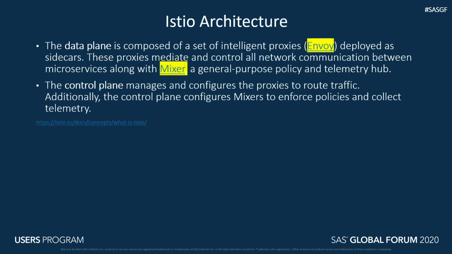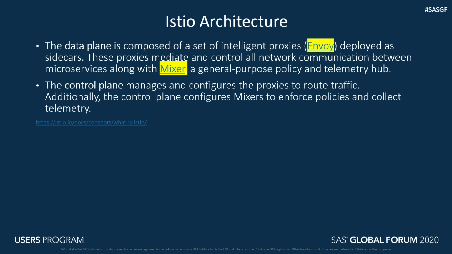The data plane in Istio architecture, we talk about some terminology here. Data plane is composed of a set of intelligent proxies, these Envoy things, that are put as sidecar containers in there. The proxies mediate and control all the network communication out there, along with using this thing called Mixer. This is one of the primary components of Istio, which works with the different sidecars out there.